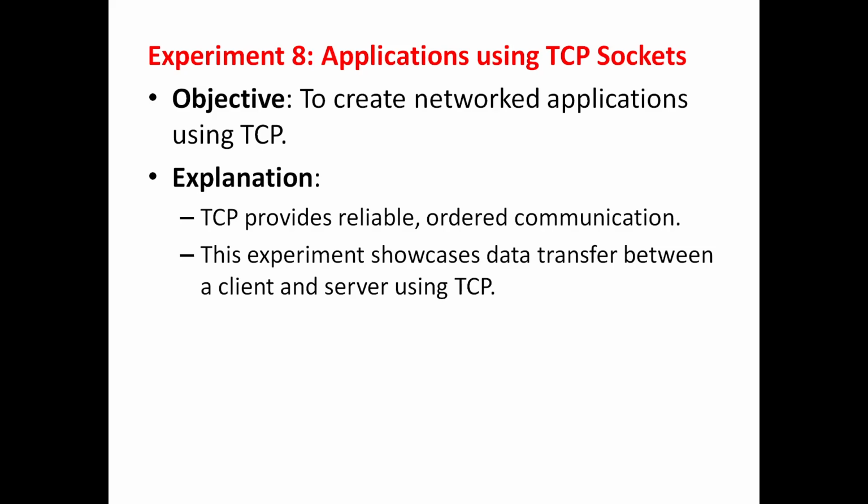So what is the objective of this experiment? It is to create a network application using TCP. Using this, we're going to see the file transfer between the client and server using TCP. Why is TCP used? TCP provides reliable and ordered communication, and it also showcases the data transfer between the client and server using TCP. Let me explain this clearly.